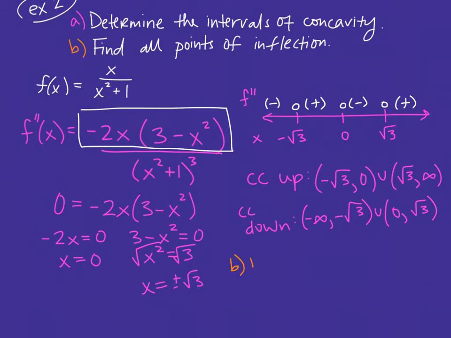Part B is fairly simple once we have our sign chart for f double prime. To determine the points of inflection, POI, we want to see where the second derivative changes signs, and the second derivative changes sign when x is negative root 3, also where x is 0, and then also where x is root 3. Plugging these values into our original function f of x will give us the following three y values. Wasn't too bad to plug those in. So we have the following 3 points of inflection.